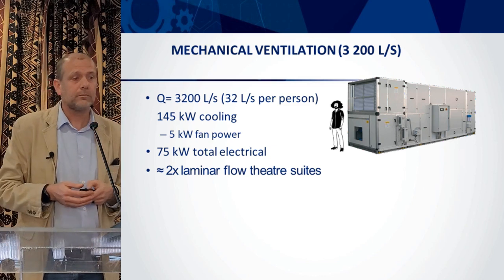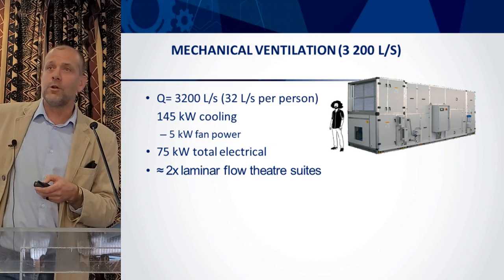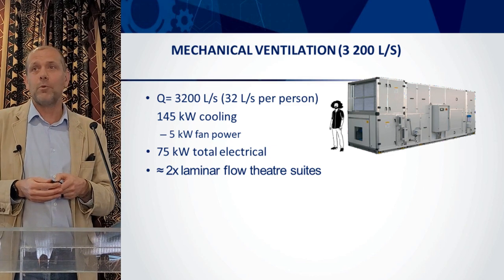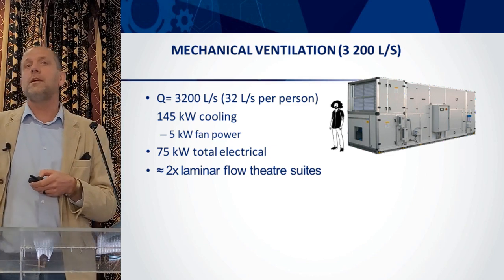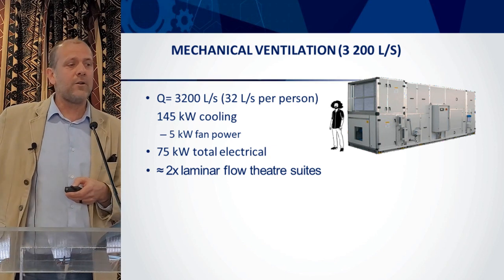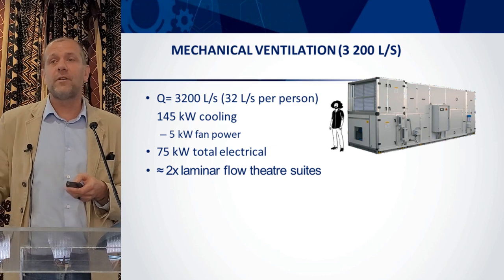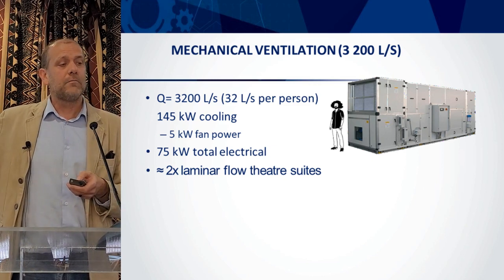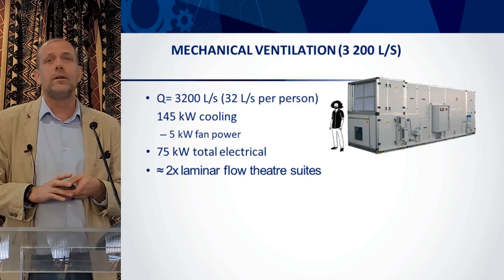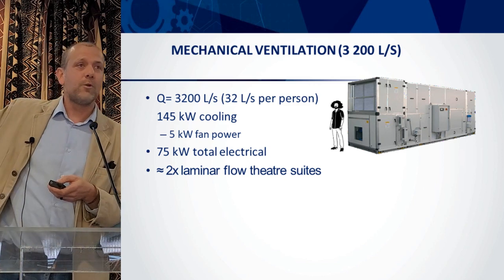It's a lot of air. That's what the air handling unit looks like to give us that much air. Okay, it's a big boy. That's the kind of air handling unit that you use in typically laminar flow theatre suites. It will require 145 kilowatts of cooling, about 5 kilowatts for fan power. I'm not going to go into the maths of it, but that would give you about 75 kilowatts total electrical. For those that work in horsepower, that's what 100 horses looks like.